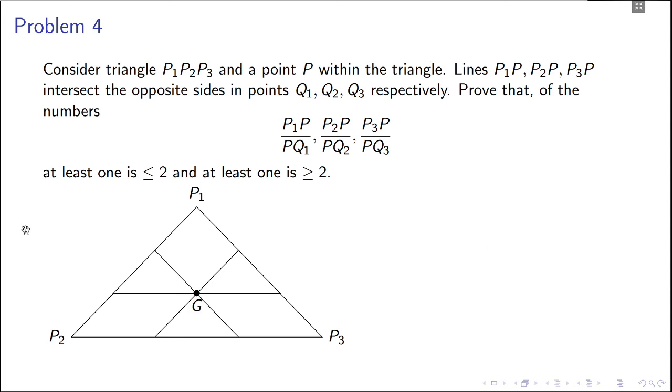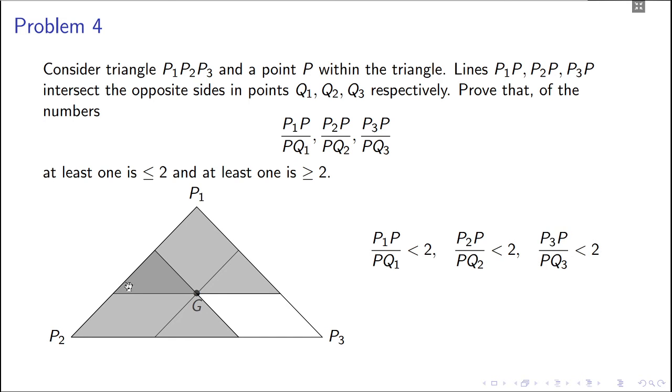And in the same way, you look at what happens if all three are smaller than 2. If this is smaller than 2, then P has to lie on the upper side here. If the second ratio is smaller than 2, then it has to lie on this side here. So basically P has to lie on the intersection of two regions. And if the third one is also less than 2, then P has to be on this side here. But of course, the intersection of this one with this is nothing. So that means a P is not possible here.